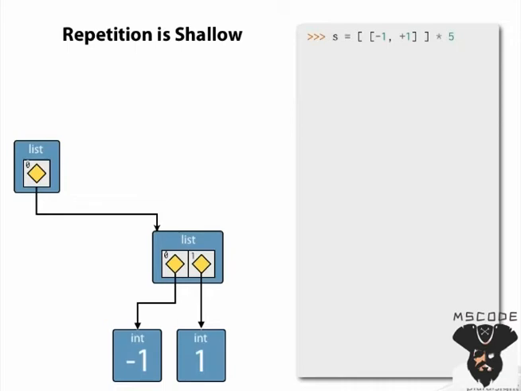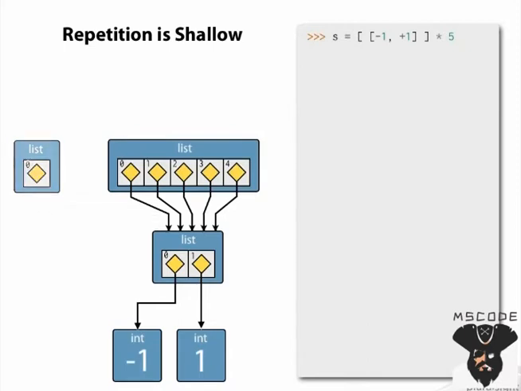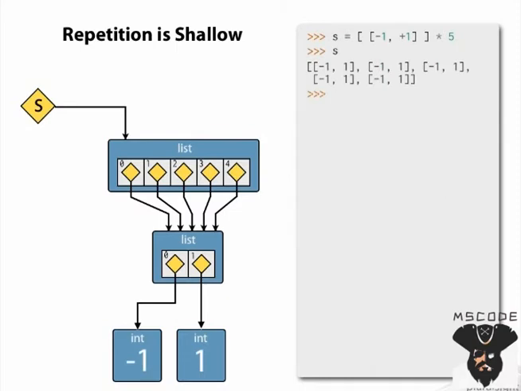Now the repetition operation is applied. A new list is created containing 5 elements, each of which contains a copy of the single element in the original outer list. All of these elements contain references to the same inner list object. Now the temporary single element outer list can be disposed of. Finally, this whole data structure is bound to a new named reference S. As expected, S contains 5 elements, each of which is the -1 +1 inner list.